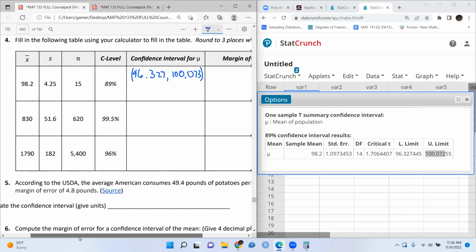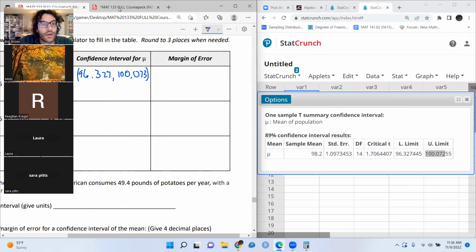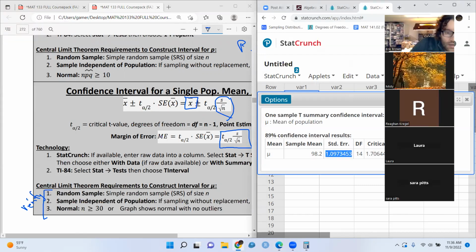2 more times. Now, do you all know how to calculate the margin of error from a confidence interval or using the standard error and the critical T value? Because there's 2 ways we can calculate this. Here, let me go to the reference sheet. One way to calculate the margin of error is critical value times the standard error. Notice we have that in our table. The other way, if we know the confidence interval, is the upper limit minus the lower limit divided by 2.